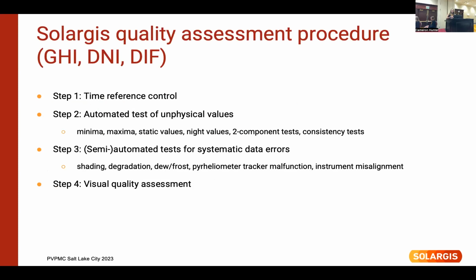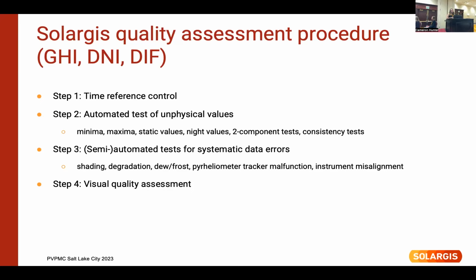So what we do at Solaris for GHI, DNI and diffuse is several steps of quality control. First, we need to do time reference control. Basically that means we need to shift our data to UTC so we can calculate the solar position correctly. This may sound like an easy task, but quite often we see very weird things in data, like time changes, or even each day with a different time shift and so on.